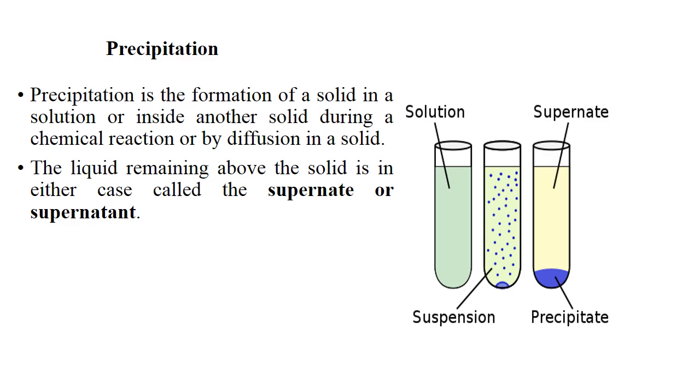Here it is shown by the cuvettes. In the test tubes, from the left side it is the solution, in the center it is a suspension, and at the right side, when the particles of solute become precipitated and settle down due to greater density, the liquid above the precipitate is known as supernatant.